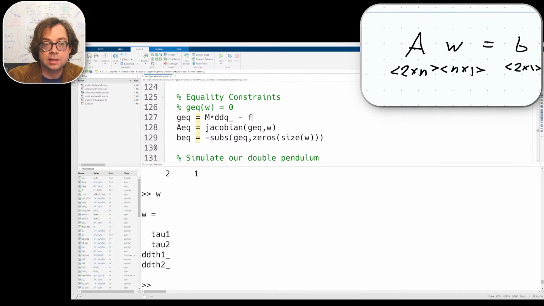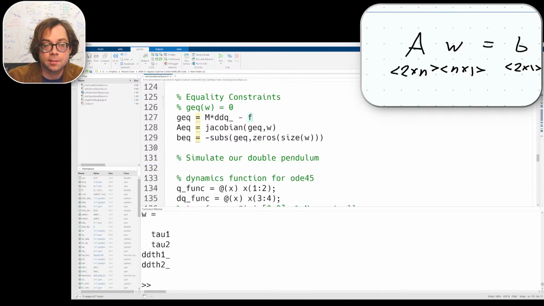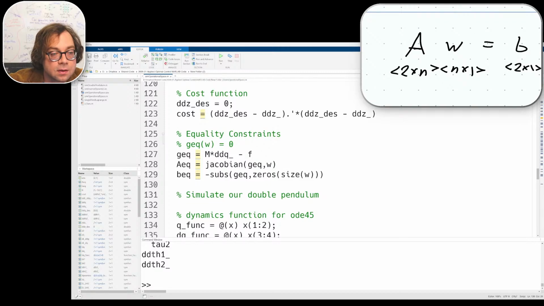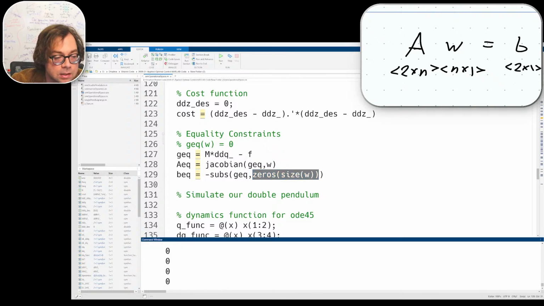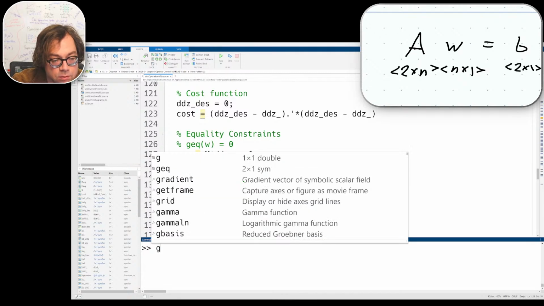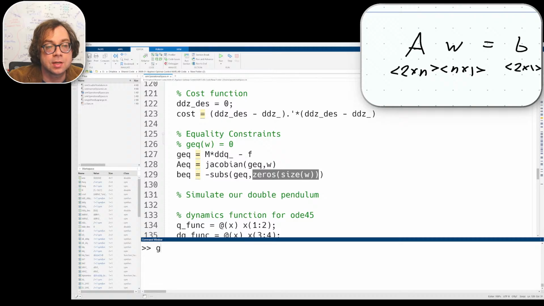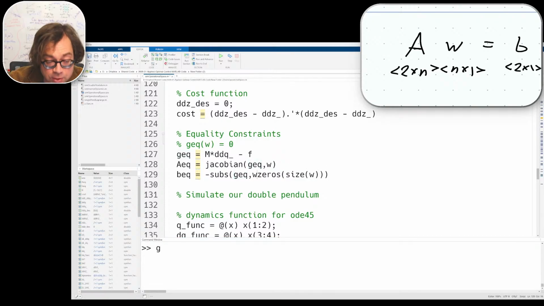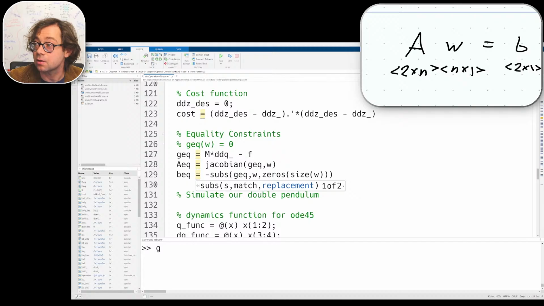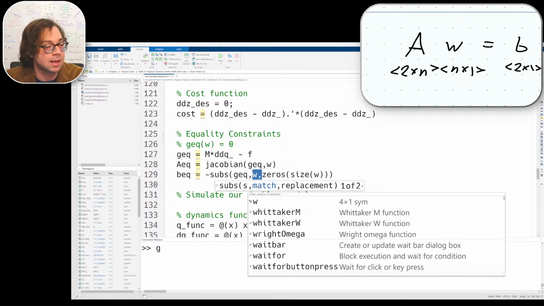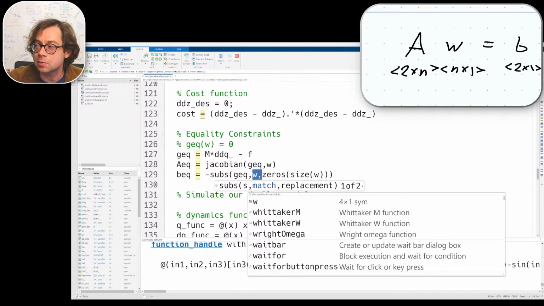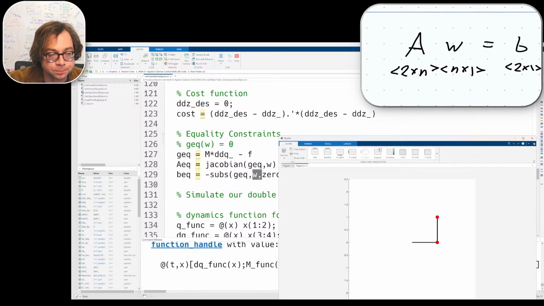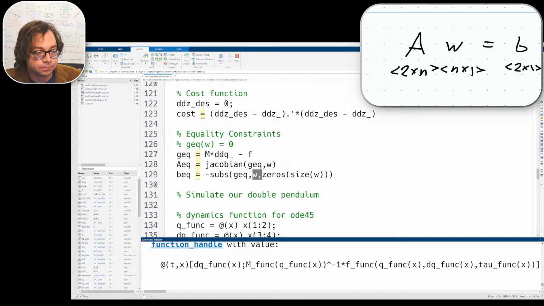Let's find out. I want to get this done so we can show the beauty of this controller. Minus subs zeros. Okay, maybe this line is wrong. Zeros of size W. That is 4. What's GEQ? Oh, I see. I didn't tell it what I'm substituting it in for. Where there were once W's, I want to substitute in zeros. I screwed up the substitution command. Plug in zeros, please. That's going to make a difference.